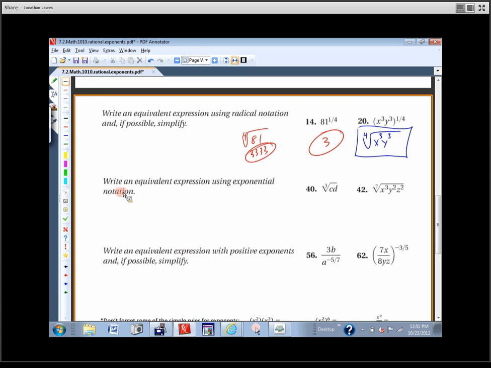Next set of instructions. Write an equivalent expression using exponential notation. So we're going to write this as an exponent. So this is going to be C and D. Both of them, please put them in parentheses, raised to the 1/3. So if we wanted to, could we distribute it through? Could you write it as C to the 1/3 and D to the 1/3? Yeah. Sure. Probably not a very useful or efficient way to do it, but yeah, you could.